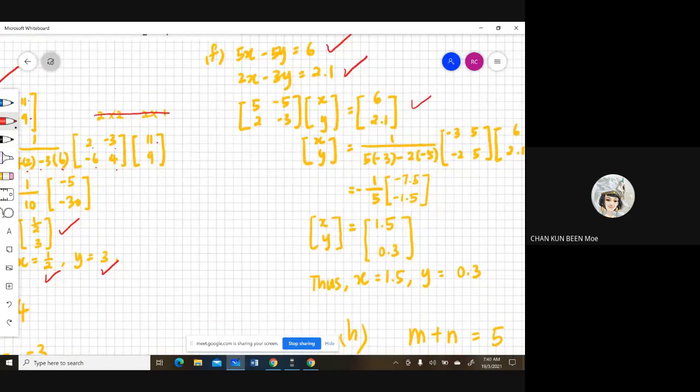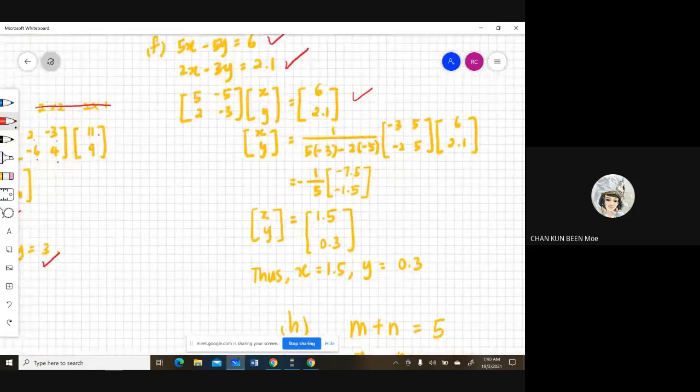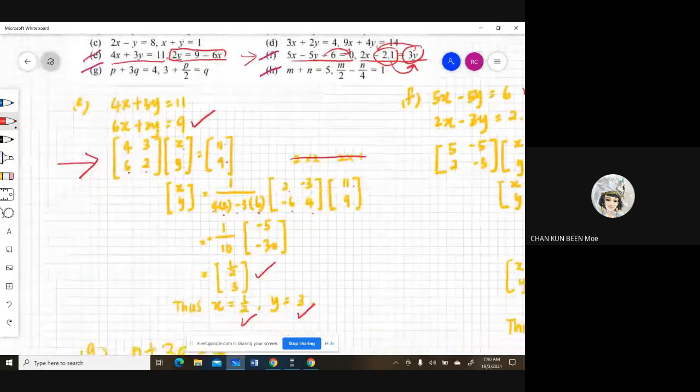So we find out x, y is the inverse of the matrix in front. So you will get 1 over 5 times negative 3 minus 2 times negative 5, multiplied by this. You check each of the elements in here. So lastly, you will get x, y equal to 1.5 and 0.3. Thus, the value of x is 1.5 and y equal to 0.3. Okay, you check now. Then we move to G.